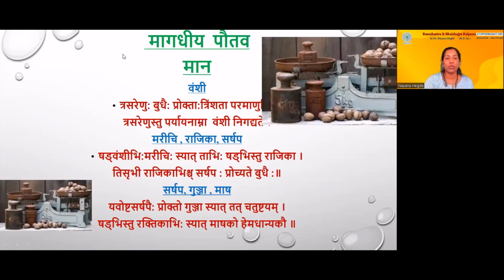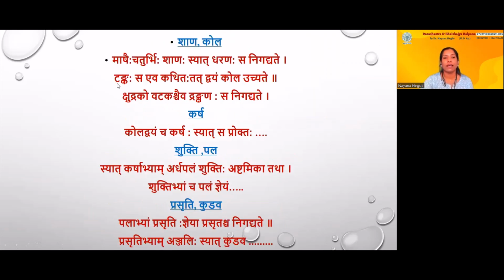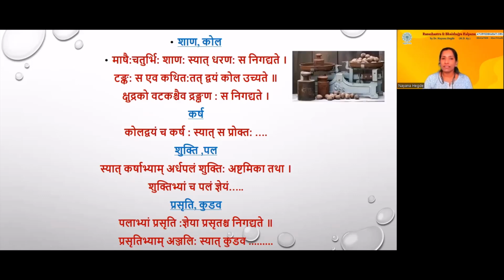In the next slide, we are going to study a few more terminologies. That is, what is Shana, what is Kola. Mashaihi Chaturbihi Shanaha Syat Dharanaha Sa Nigadyate Tankaha Sa Eva Katitaha Tadvayam Kola Uchyate Shudrako Vatakashchaiva Dramshanaha Sa Nigadyate. Here, one Shana is equivalent to 4 Masha. 4 Masha leads to one Shana. It is also called Dharana or Tanka.